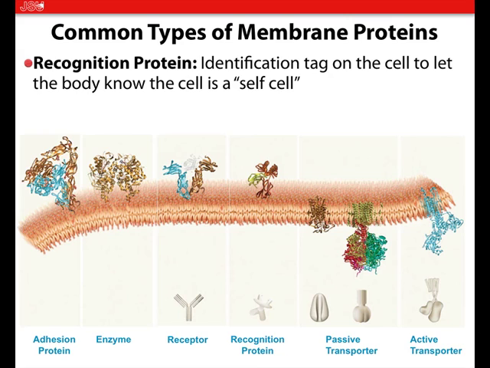Recognition proteins, these identify cells as self cells. Again, we talked about this, and we highlighted the idea of transplant patients and what kind of drugs they have to have, immunosuppressive drugs.